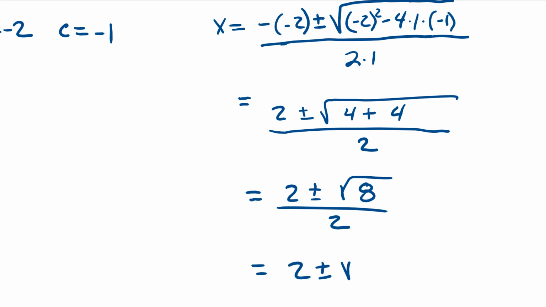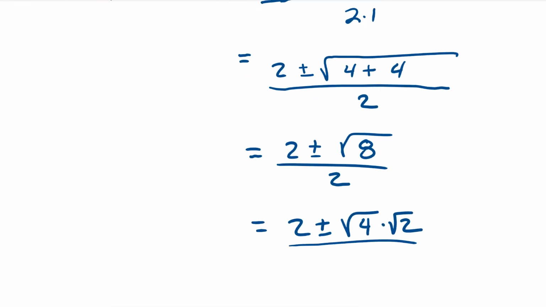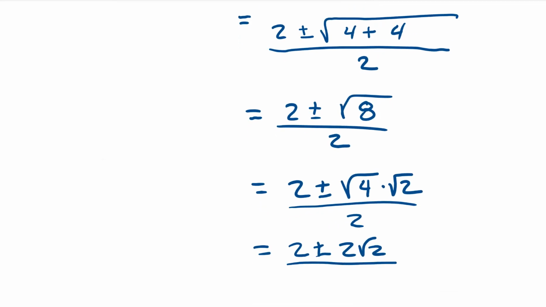Now, 8. Isn't that 4 times 2? Isn't 8 4 times 2? So we break it up into those pieces. Now, what's the square root of 4? Damn straight, it's 2. So we get 2 plus or minus 2 root 2 over 2.